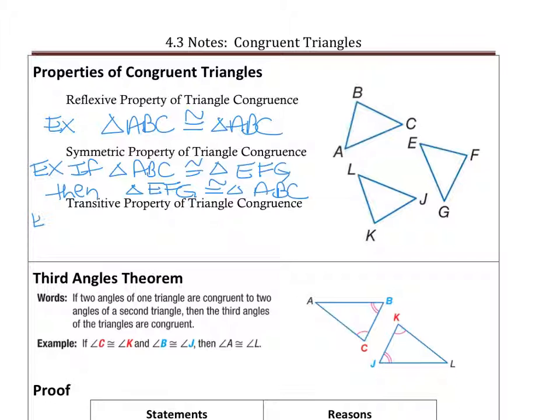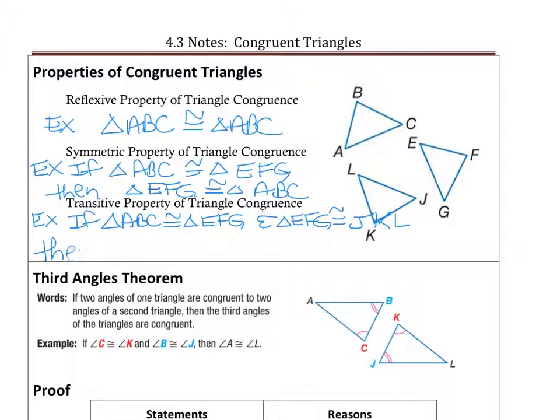So for example, I could say if triangle ABC is congruent to triangle EFG and triangle EFG is congruent to a third triangle, such as JKL, I'll say, JKL, then that first triangle, ABC, must be congruent to the third, if they're all congruent to each other.